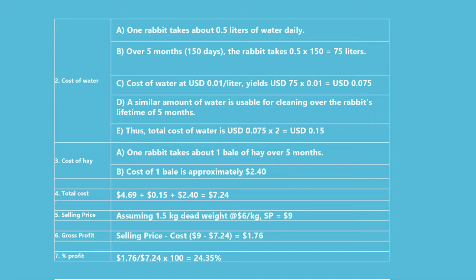0.15 of that. The next cost that you're going to calculate is the cost of hay. And one rabbit approximately takes one bale of hay for its lifetime, from birth up to the slaughter time. So the cost of one bale of hay around most places, urban areas, is about US dollars 2.4.